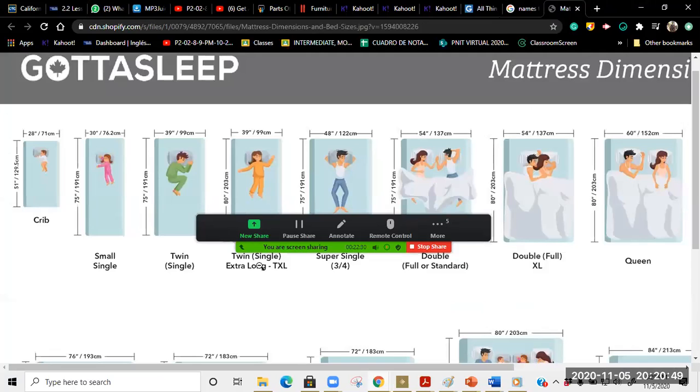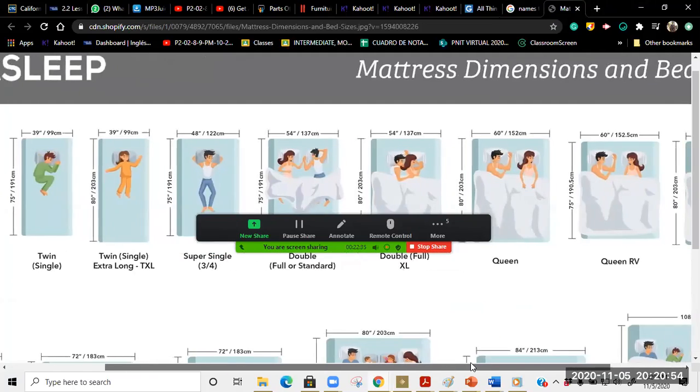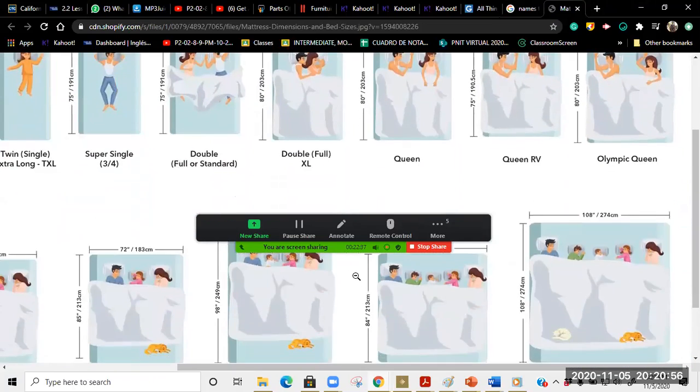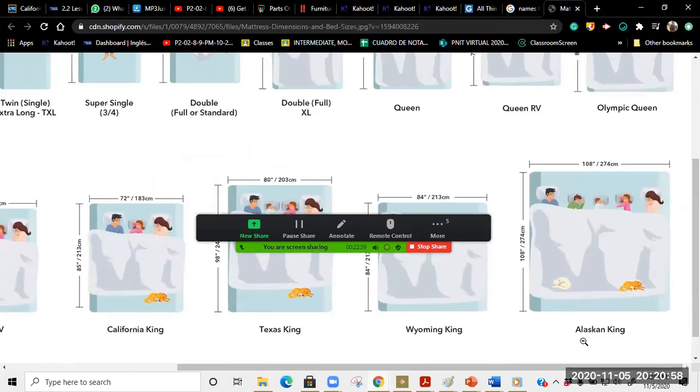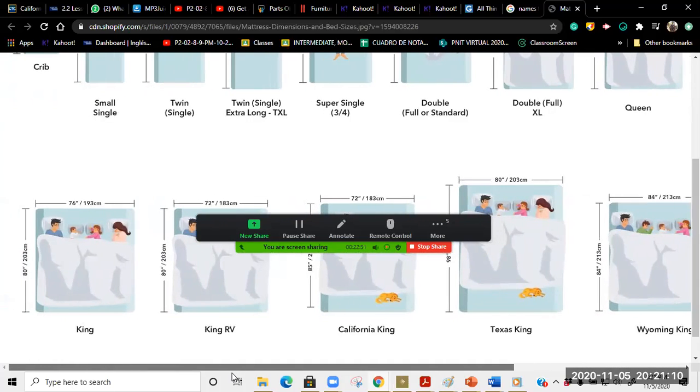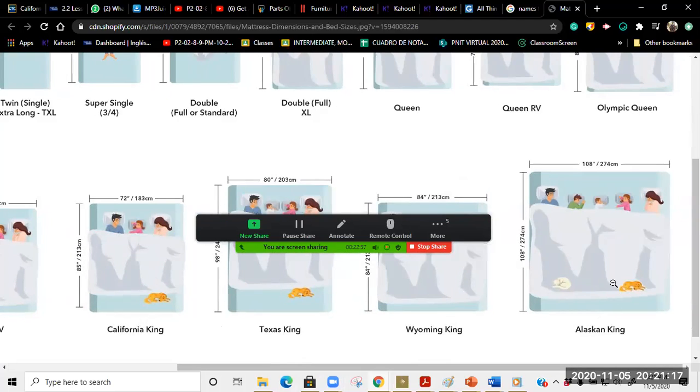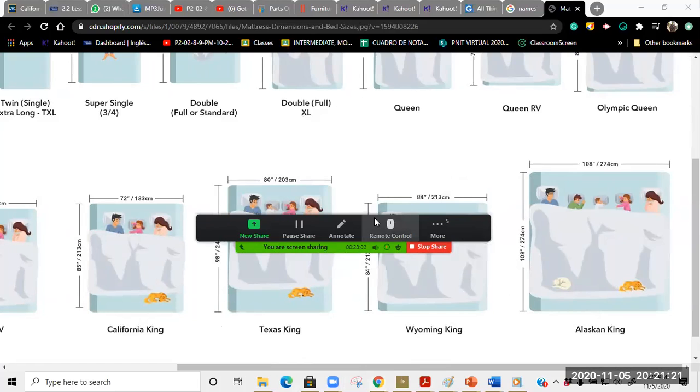So you have the twin, the super single, the double full, the queen. Okay, the same names that they have when you buy them. El mismo nombre que tienen cuando las compramos. Y obviamente hay unas que son inmensas, ¿verdad? Like this one, like 5 feet in one bed. So yeah, in one bed is super big. Okay. King, California King, Texas King, Wyoming King, and Alaskan King. Increíble. Okay, incredible.